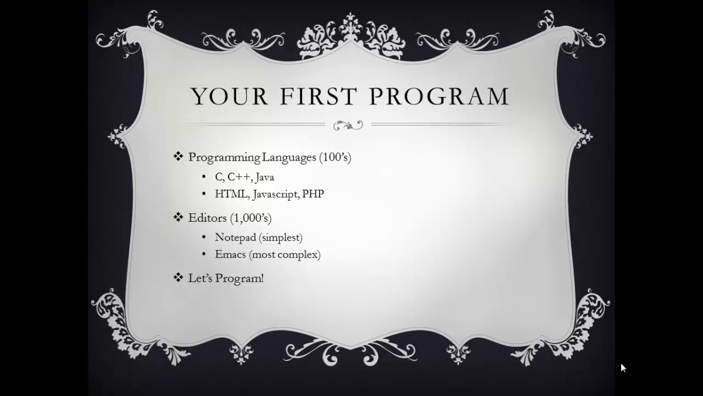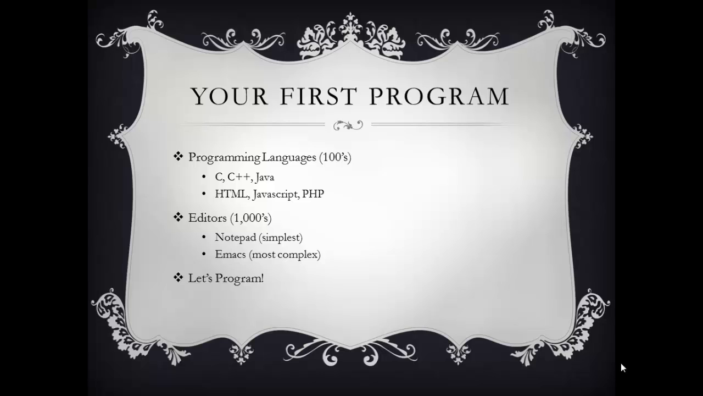For example, TextEdit on the Mac will not save your program in a text file. It will actually put extra stuff in there. And so if you save it and then try to open it up in a browser, it won't know what to do except display the text. It actually won't try to interpret it as a program. Emacs is probably the most complex. It's been around a long time, but we're not even going to get close to anything like that.